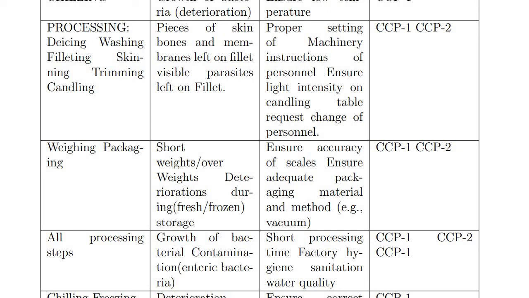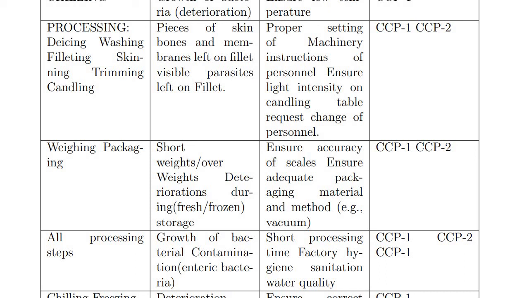After processing: descaling, washing, cleaning, skinning, trimming, and handling. Pieces of skin, bones, and membranes left on fillets, visible parasites left on fillets. So proper setting of machinery, instructions on personnel issues like intensity of handling, training of personnel. So this control point is usually CCP 1 and CCP 2.